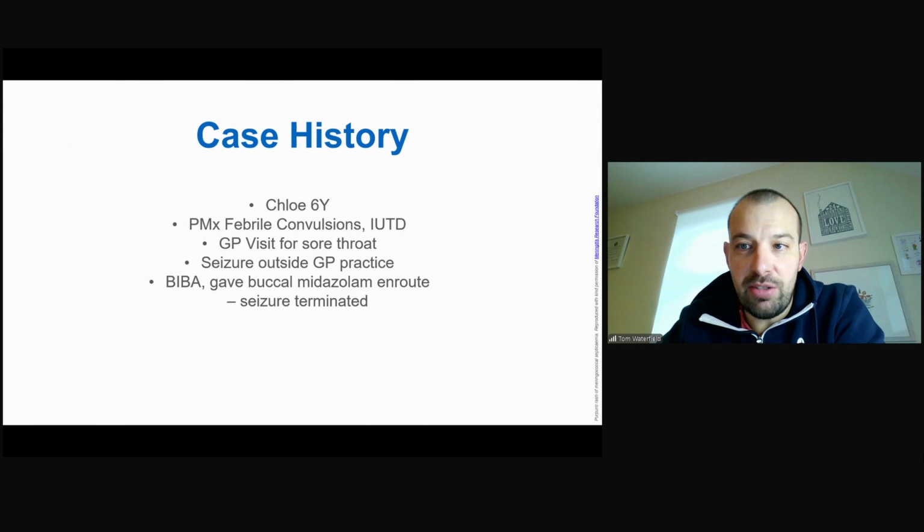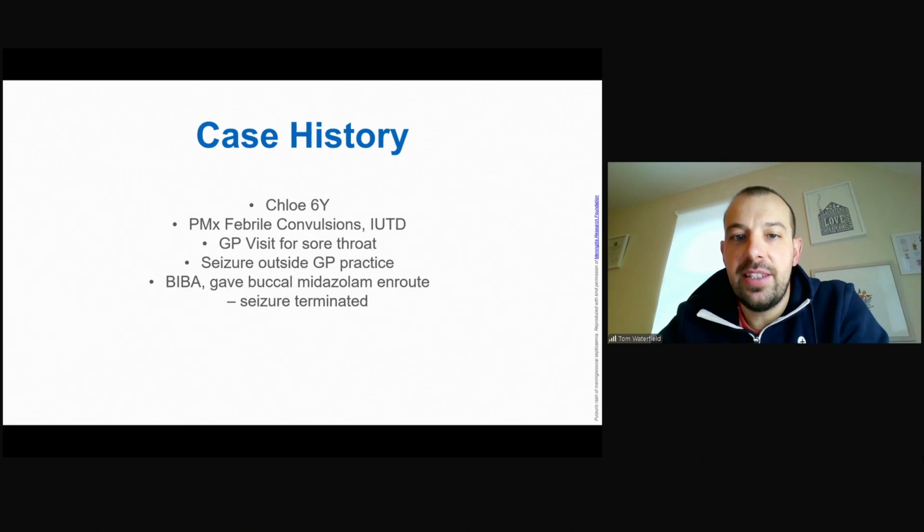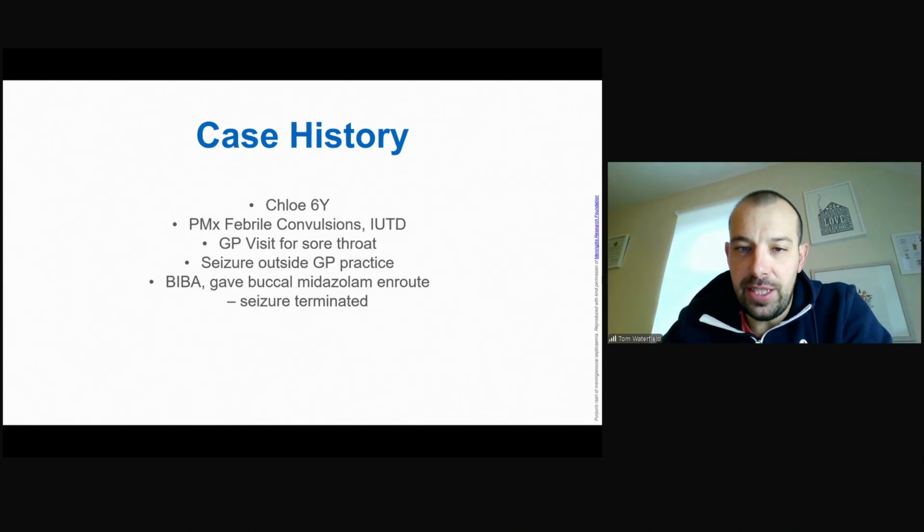So it's a 6-year-old. I'm going to build it around a case. I've got to thank Costas for the case, and he'll give you a bit more of the end information at the end. They're known to have febrile convulsions. They're fully vaccinated, and I've had a bit of a sore throat. High temperature, a few days that hasn't really gone away. They had a short febrile seizure outside the GP practice, and so they were sent up to hospital quite rightly by the GP. Because we've heard already today about how important it is to give benzos early, the excellent pre-hospital paramedic crew gave midazolam, and because they gave it so quickly, the seizure terminated.